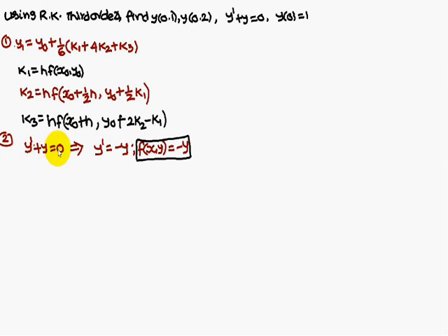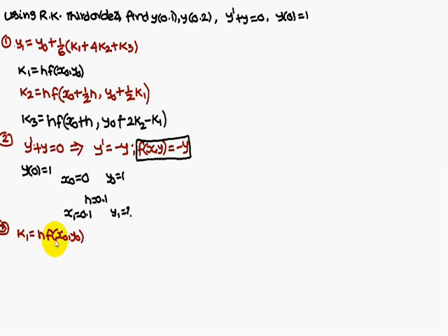The given equation is y dash plus y is equal to 0, which implies y dash is equal to minus y, so f of (x, y) is minus y. y of 0 is equal to 1 is given. That means x0 is equal to 0 and y0 is 1. What we have to find out is y of 0.1. So x0 is equal to 0, and we consider h as 0.1, therefore x1 is equal to 0.1. y of 0.1 is what we have to find out.